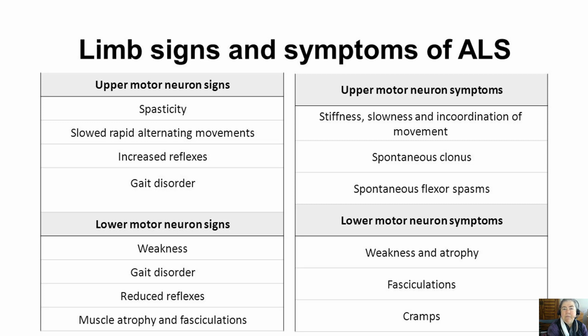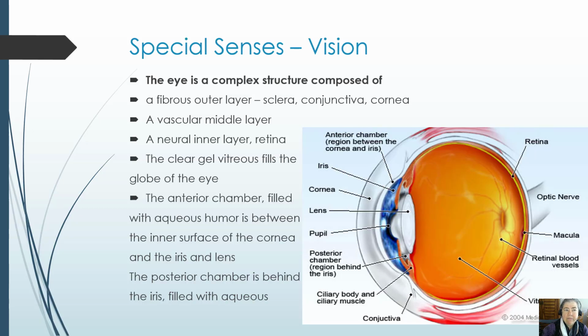And then they compare to lower motor neuron signs and symptoms. On exam, a lower motor neuron lesion would result in weakness, reduced reflexes, muscle atrophy and fasciculations, and gait disorders related to the weakness. And the symptoms, the things people complain about, are weakness and muscle atrophy and fasciculations and sometimes cramps.